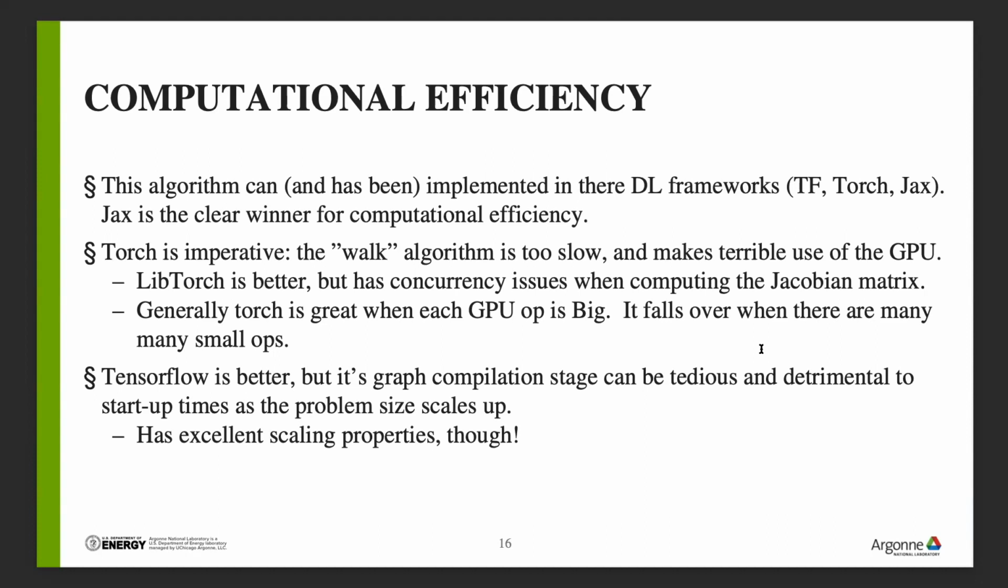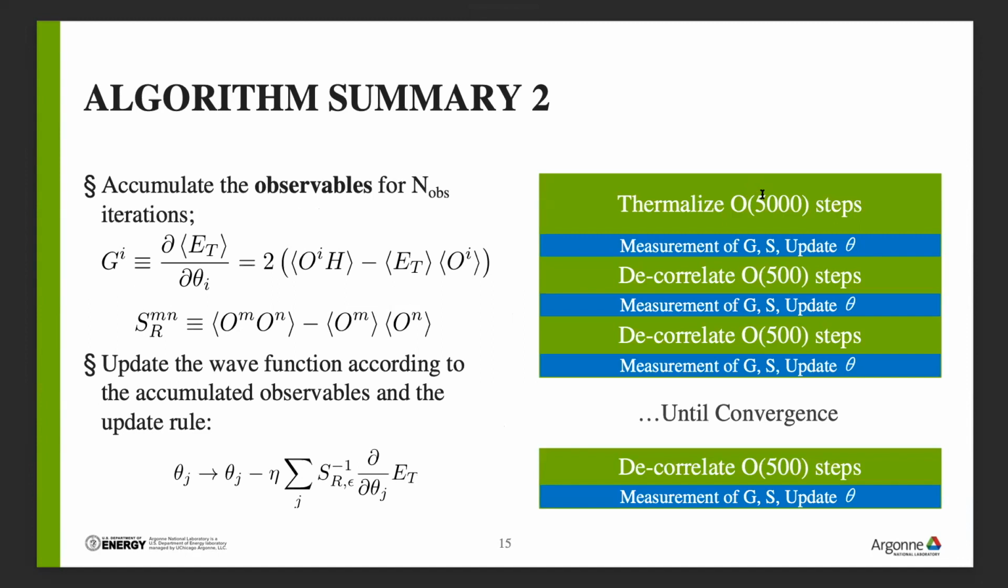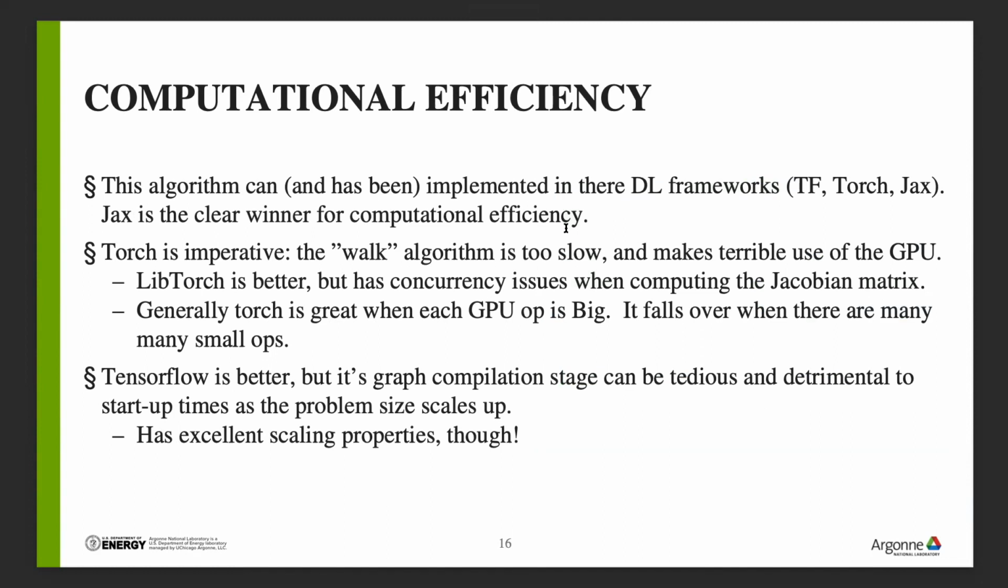And when we needed to do something like 5,000 thermalization steps, calling a small machine learning model each time, it got very slow. So PyTorch was inefficient. libtorch, which is PyTorch's C++ front end, was a little better, but it actually had some major concurrency issues when computing the Jacobian matrix. We tried it. It was super slow. Generally, Torch is really good when each op on the GPU is big, or if you need to prototype something really quickly, but it fell over here.